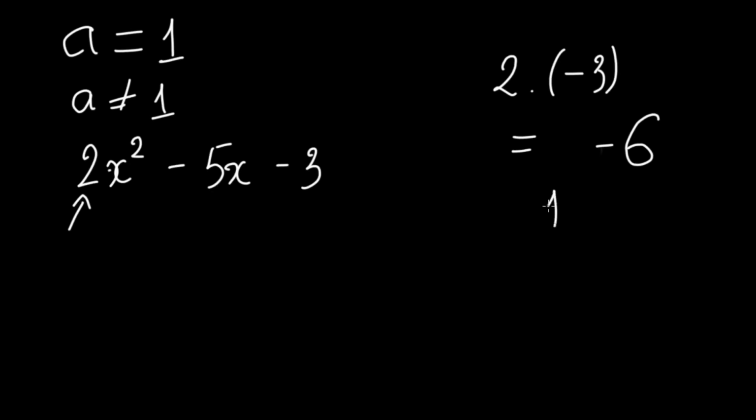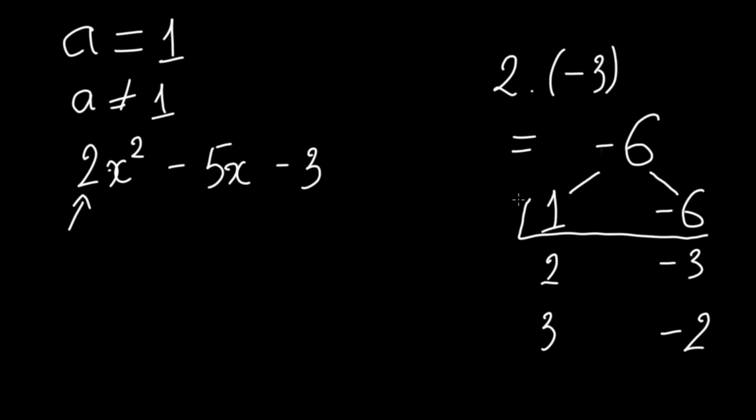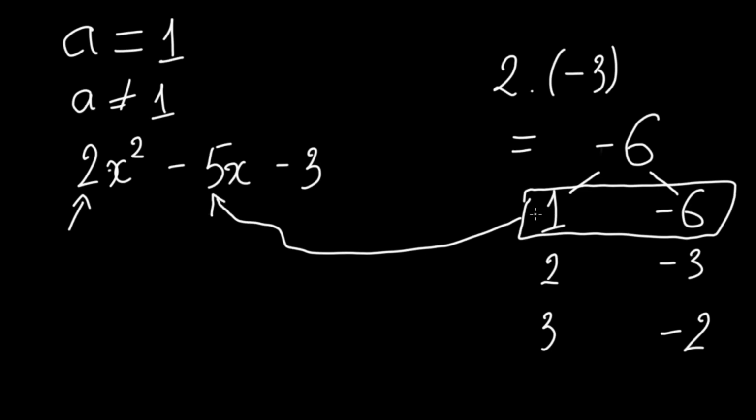So we put 1 right here and then negative 6 right here, because 1 times negative 6 equals negative 6. And then 2 times negative 3 is negative 6 right here, right? And then 3 times negative 2, you get negative 6 right here, and so on. We need to check. You see, 1 added to negative 6 gives us negative 5 right here. Bingo. This is the set that we're looking for, right?